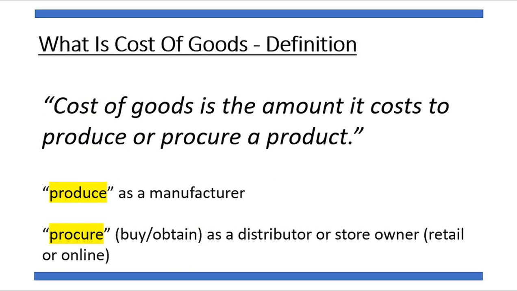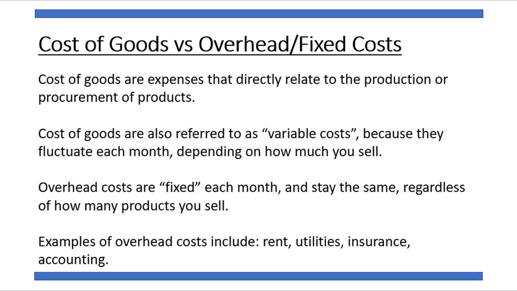So let's start with a definition of cost of goods. Cost of goods is the amount that it costs to produce or procure a product. So produce if you're the manufacturer, you're the one actually making it, or procure if you're some type of distributor or store owner. And procure is really just a fancy term for you need to buy it or obtain it.